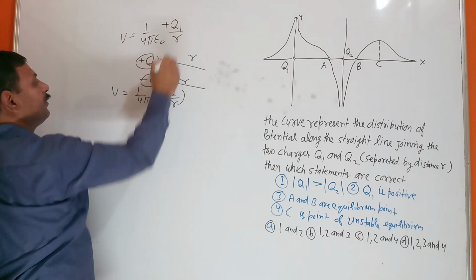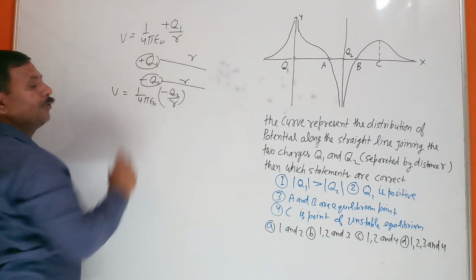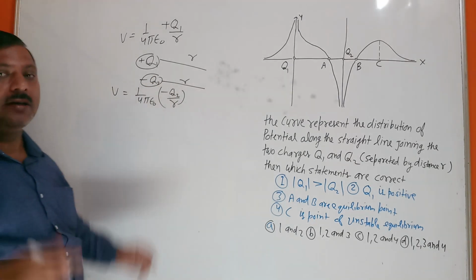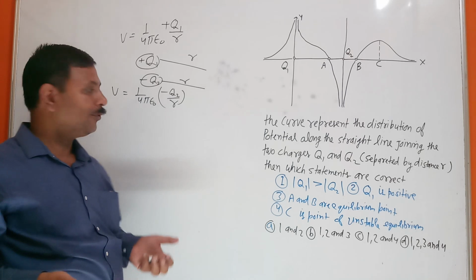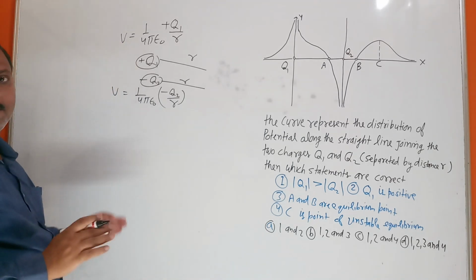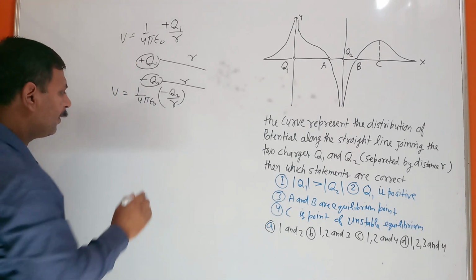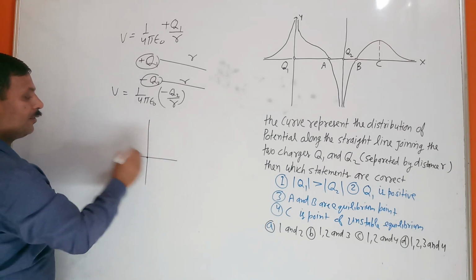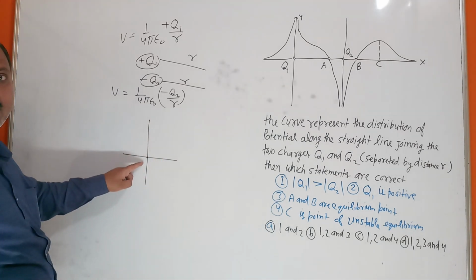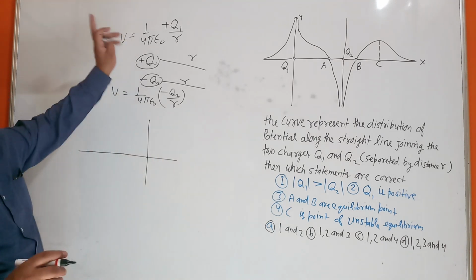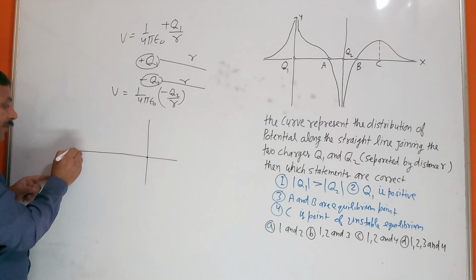Suppose this is Q1, and this is Q2. The potential depends upon positive and negative. At infinity, potential is 0. So see here, if you want to trace the graph, I am taking a positive charge only. How will the graph come? Suppose this charge Q1 is here. If you are moving towards the charge, at infinity this is 0.